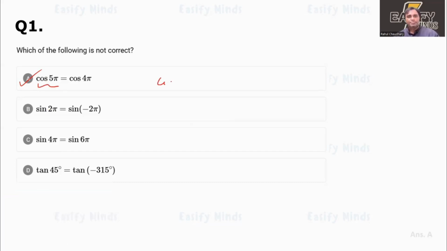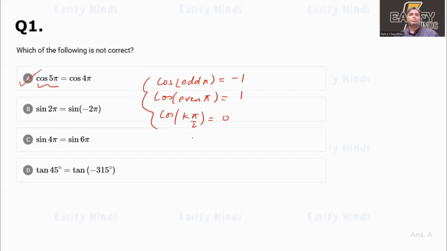Because cos odd pi is how much? -1. Cos even pi is 1. And cos of k pi by 2, an odd multiple of pi by 2, is 0. Clear? This is for cos. Now you can see sin 2 pi is 0. Sine of a multiple of pi is 0. So this is 0, this is 0.